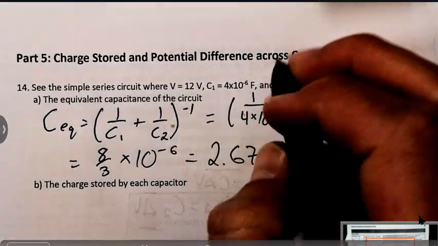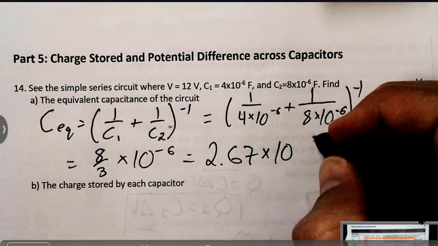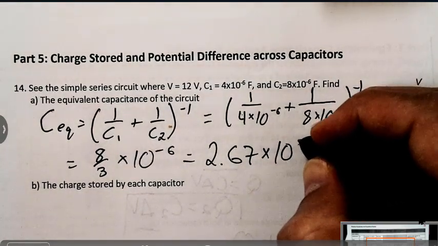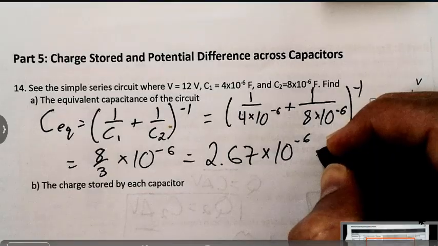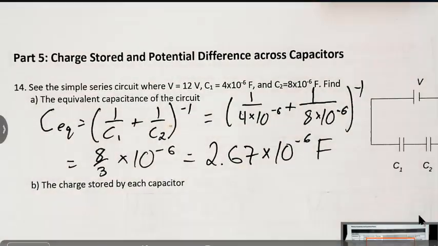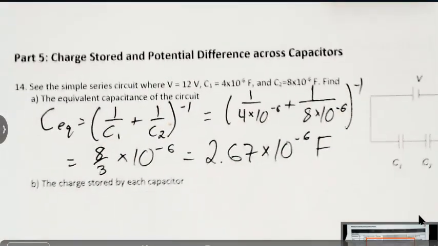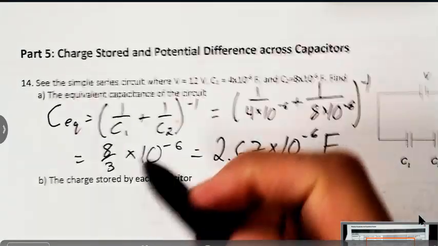Times 10 to the positive 6? No, minus 6 farads. Okay, so that's my equivalent capacitance. Now, how do you find the charge stored on each capacitor?